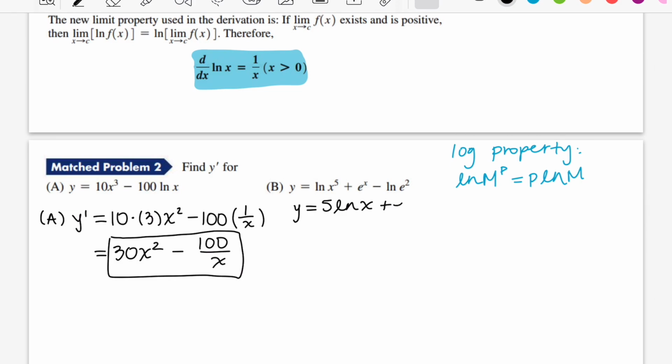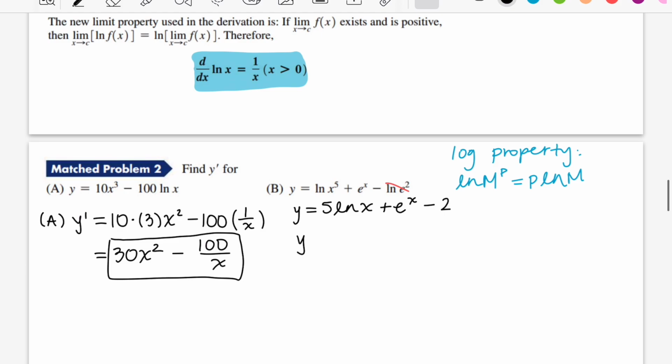Then we have this plus e to the x. Something else to remember is that ln and e are inverse functions, so these will cancel. And then this 2 will come down, so we're just left with 2 there. Okay, so I just wanted to rewrite y like that so it's a little clearer what's going on.